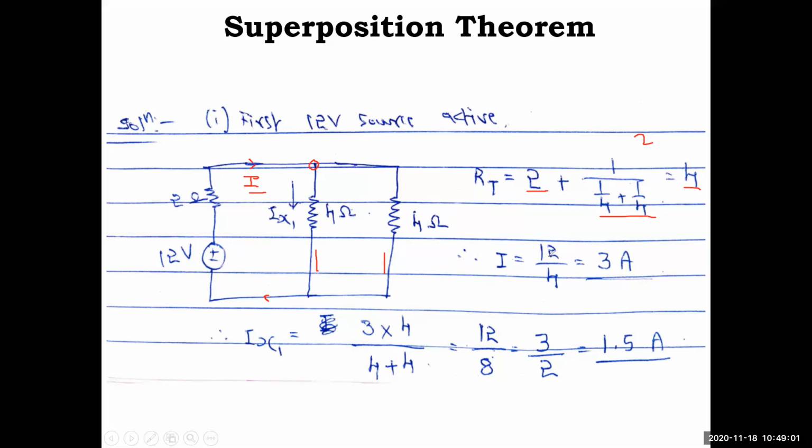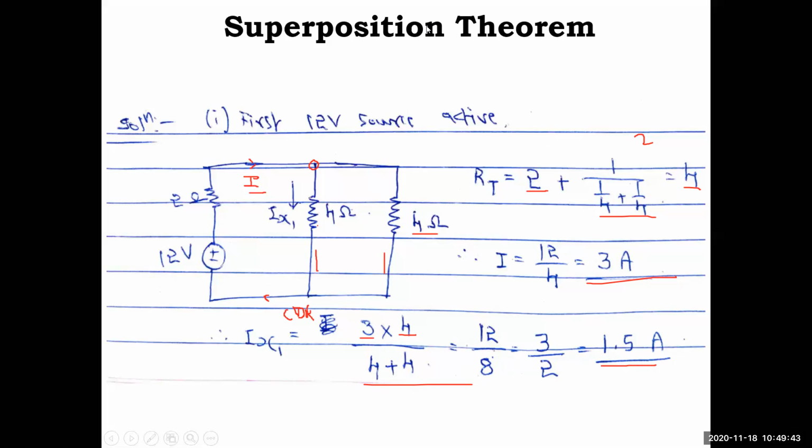Then I is equal to 12 by R equivalent. 12 is the V and R is 4, so current is 3 amps. Now you got the total current 3, so you use the current divider rule here. I'm not using any mesh analysis here, it would be lengthy. The current divider rule simply gives you the current Ix1. The total current I, that is 3, into the opposite branch resistance, which is 4, divided by the total resistance, 4 plus 4, 8. So what you got? 12 by 8, which is 3 by 2, equal to 1.5 amps. Simple.